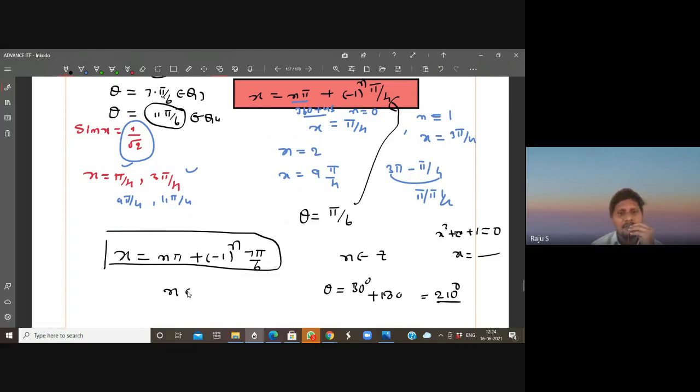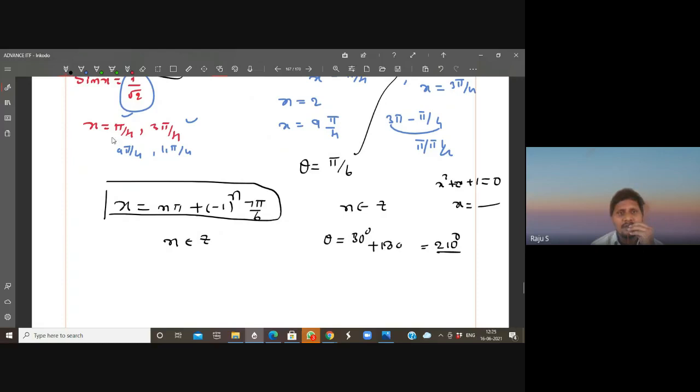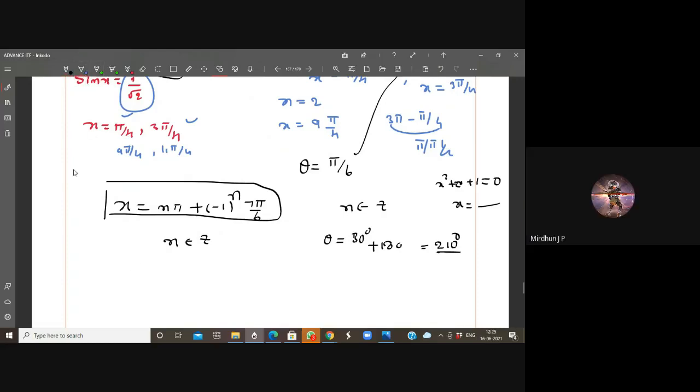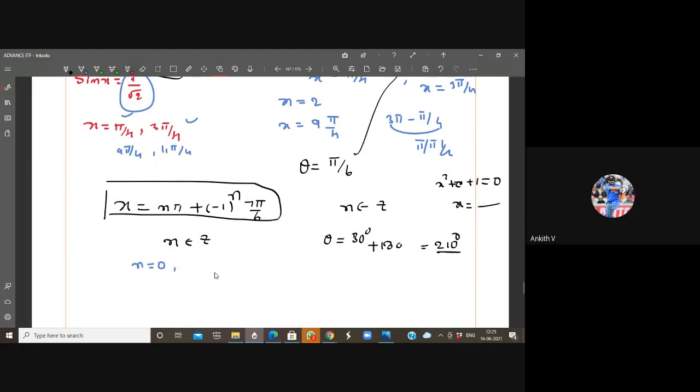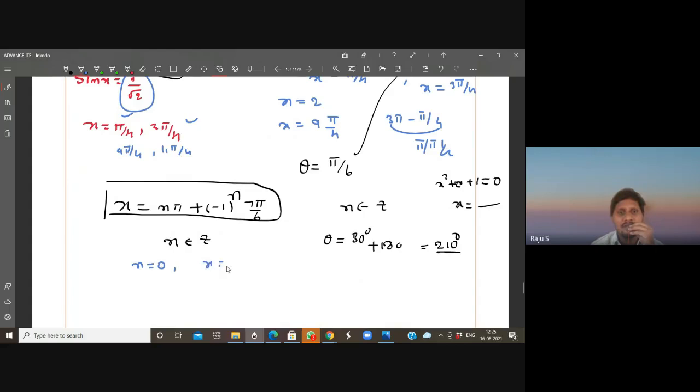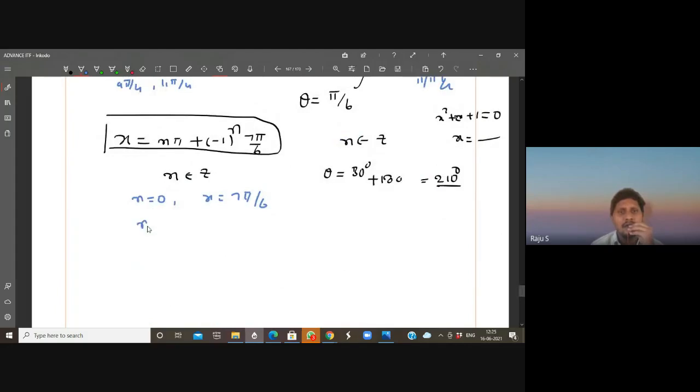Now see here, n belongs to Z only. Substitute n is equal to 0. When I substitute n is equal to 0, is it pi by 6 or 7 pi by 6? For n is equal to 0, the x value is 7 pi by 6. Got the answer? Yes, we got 7 pi by 6, third quadrant. Now n is equal to 1: x is equal to pi, minus 1.